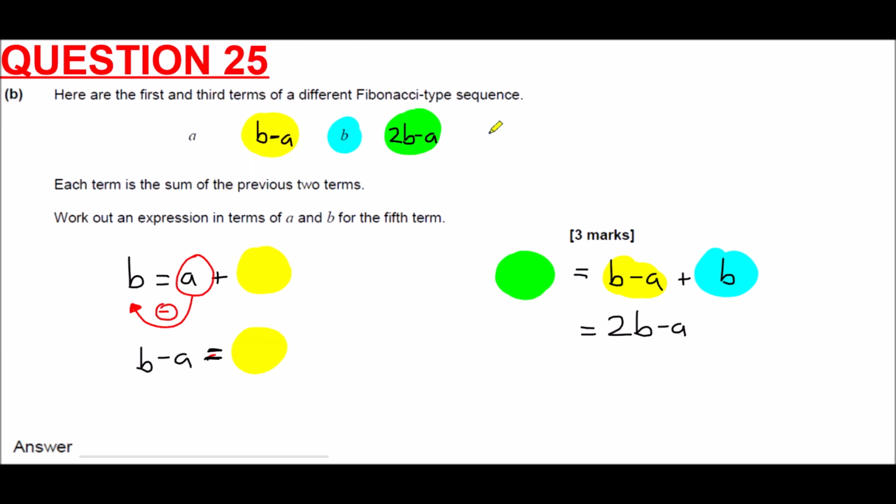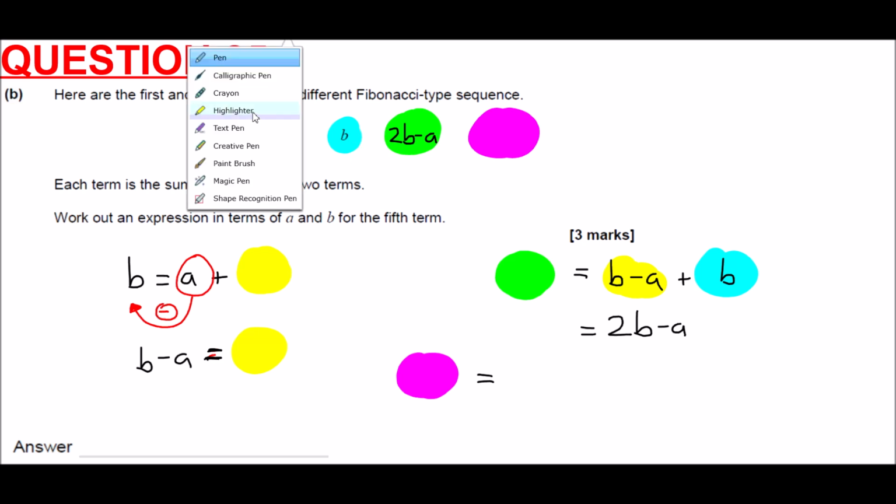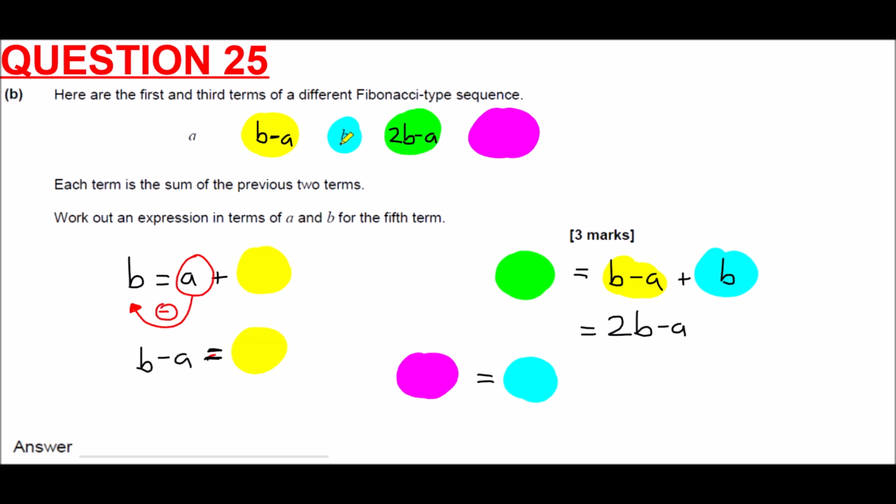Now finally, we can work out the fifth term. So the fifth term, once again, just following the law of Fibonacci sequences, this one will be the sum of the two terms before it. So the two terms before the purple one were the blue one, which is B, plus the green term, which we just worked out before was 2B minus A. So again, if we just simplify this in terms of algebra, B plus 2B gives us 3B's, and minus A is just minus A. And so the final term we need to work out, the fifth term, is 3B minus A. So in terms of A and B, the fifth term is just simply 3B minus A. And that's all we need to do for question 25.